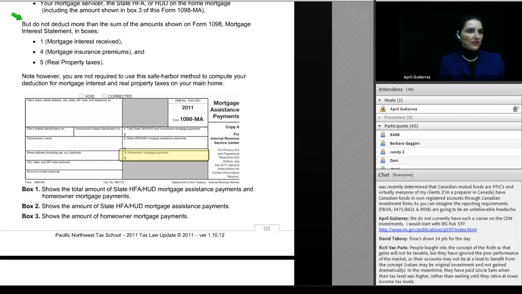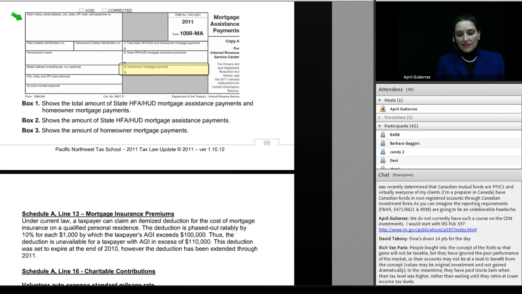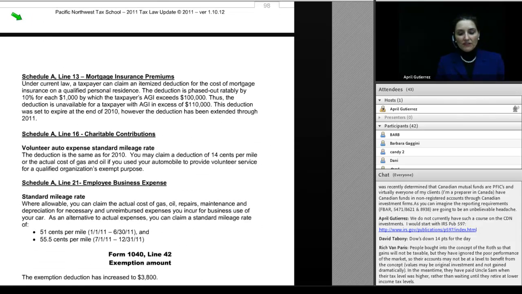So the 1098 could still come out, and the 1098 is showing the amount of mortgage interest that was paid on your home for the year. But if this government agency made the payments for you, you shouldn't normally be claiming more than is in box 3 of the 1098-MA, unless there's some other mortgage that you were making payments on, or unless the math is wrong. So you can take that home and mull over it a little.